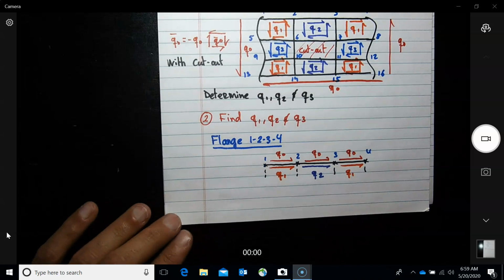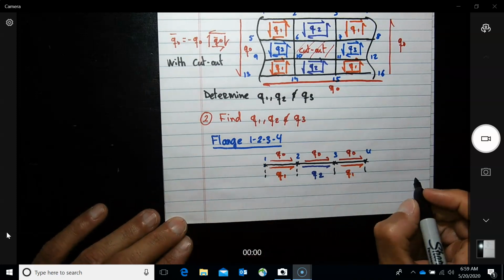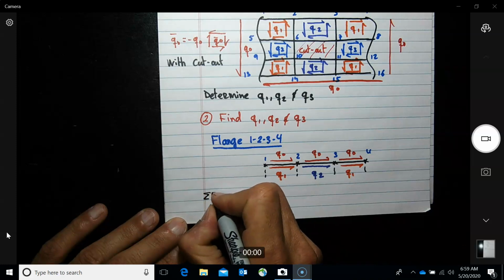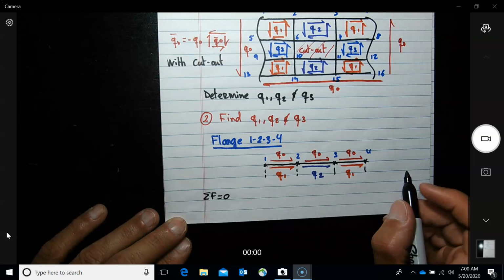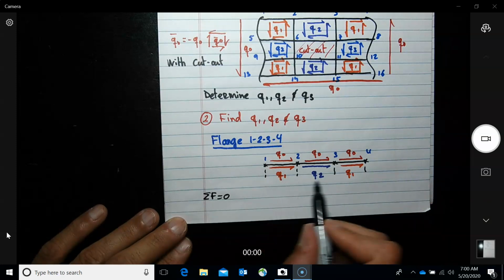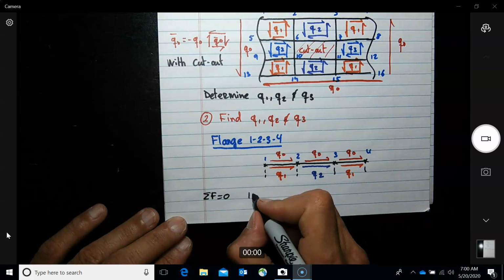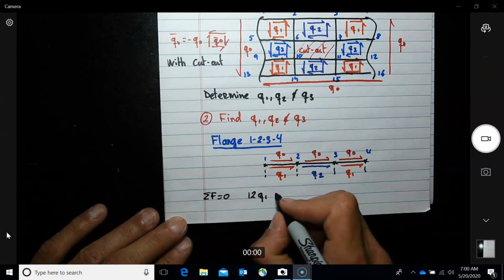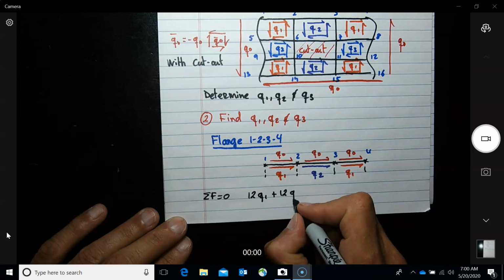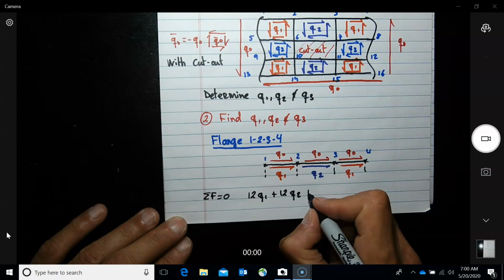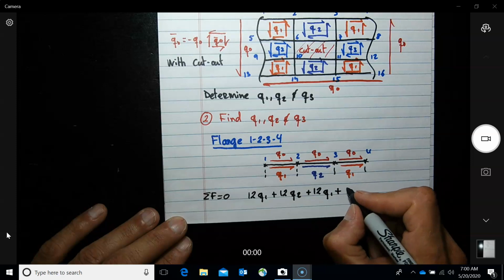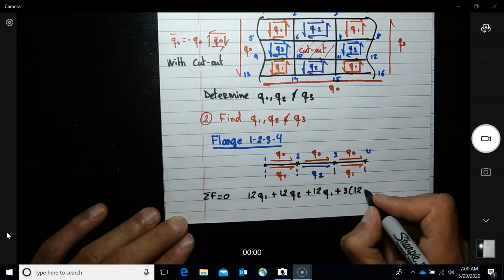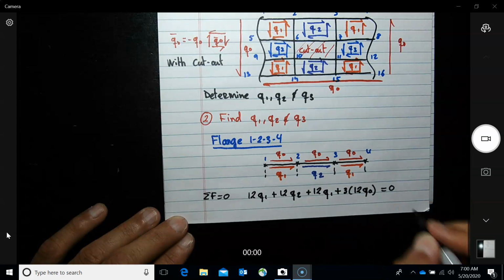So I do on this line, and then I write the last equation on the following page is that we need to apply summation of forces equal to 0, let's say on that direction. So this will give you what? Let's do 12 Q1 plus 12 Q2 plus 12 Q1 plus 3 times 12 Q sub naught equal to 0.